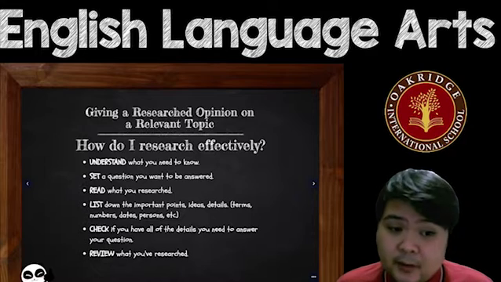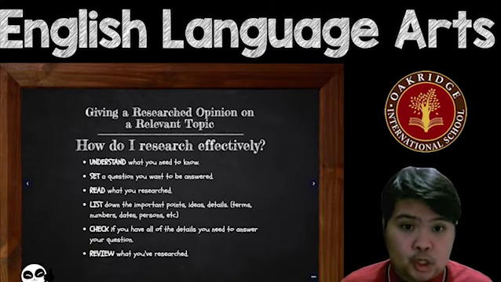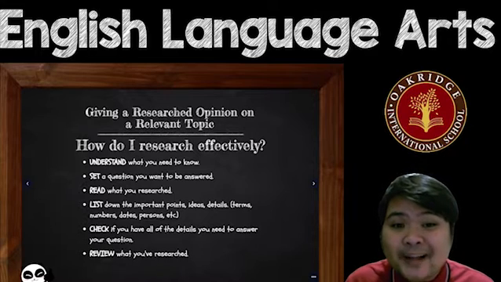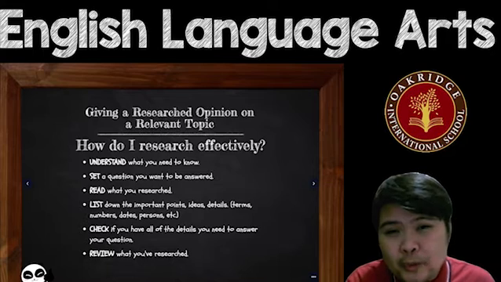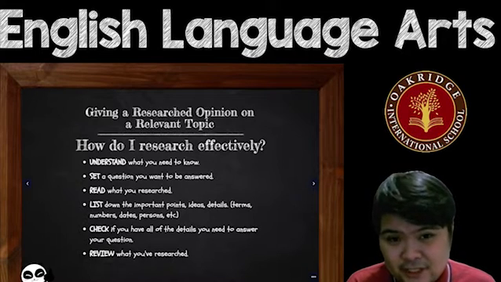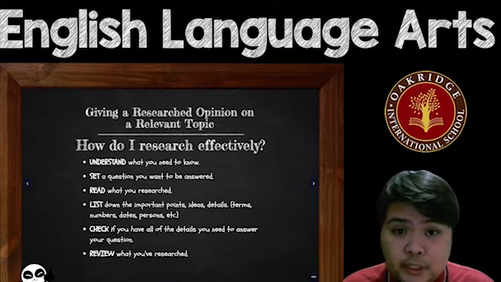Next, set the question you want to be answered. This question is like your goal. This is a question that you want answered, so that after you've done your research, you will have the answer for this question. Alright? Next, read what you researched.